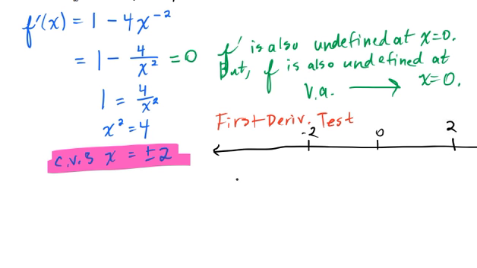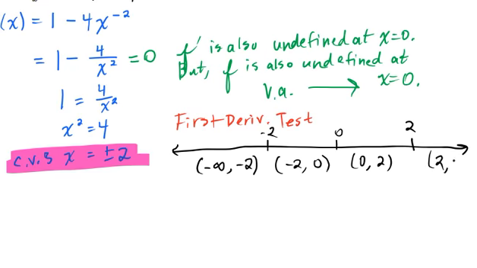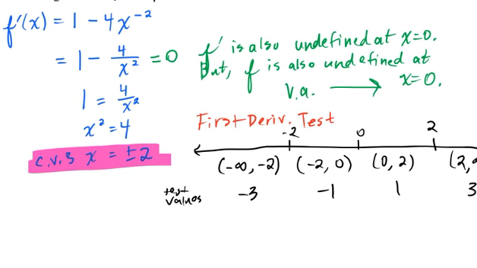And I want to plug some test values into the derivative. Those test values need to come from somewhere between negative infinity and negative 2, somewhere between negative 2 and 0, between 0 and 2, and between 2 and infinity. Okay, so my test values that I'm going to choose to plug into the derivative are negative 3, negative 1, 1, and 3, just for simplicity. So f prime is equal to 1 minus 4 over x squared, and that is what I'm plugging into.